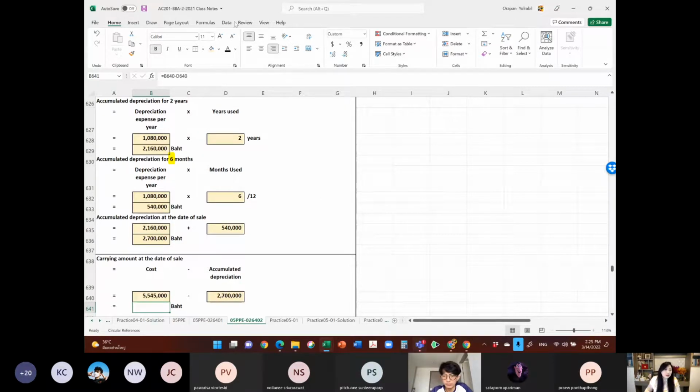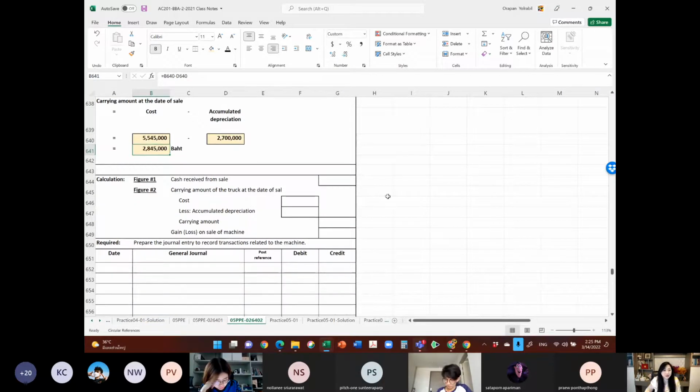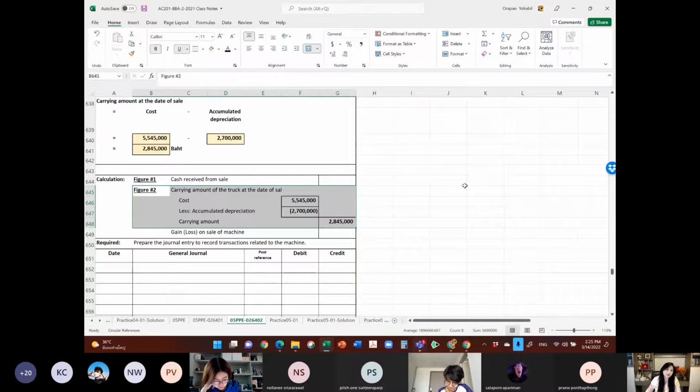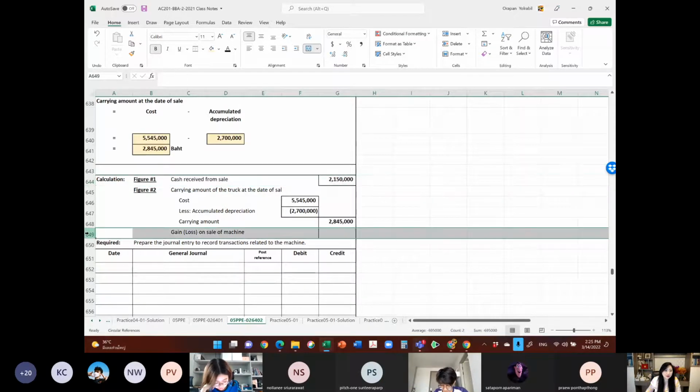So it's going to be 2,845,000. So you basically take the amount to here. And according to the information given, the company received the money for 2,150,000. So my question to you is, how much is the loss or how much is the gain?